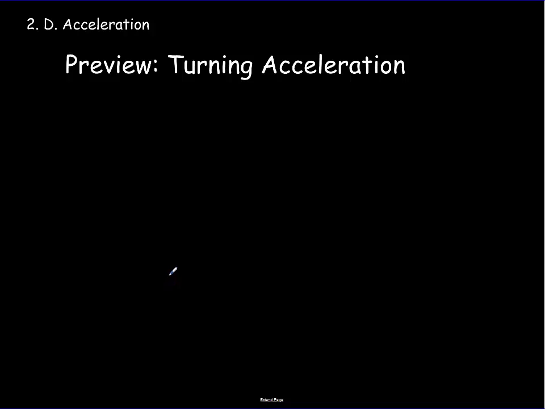Let me briefly preview the idea of a turning acceleration, because the accelerations we've talked about up to now have been speeding up or slowing down. But another way for things to accelerate is just by their change in direction. So let's say we've got an object that does a path like this, so it changes direction. And we'll draw a velocity vector here at the beginning. We'll call that the initial velocity vector.